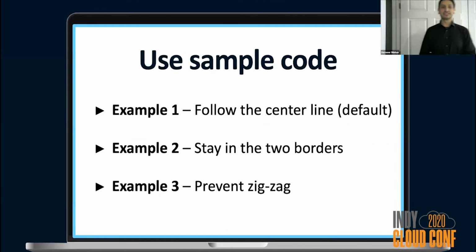Pretty simple. Next, you want to pick some sample code or you want to build your own code. So once you go to the next step, AWS actually has some predefined samples: following the center line, staying within the two borders, or preventing zigzag like a drunk driver.